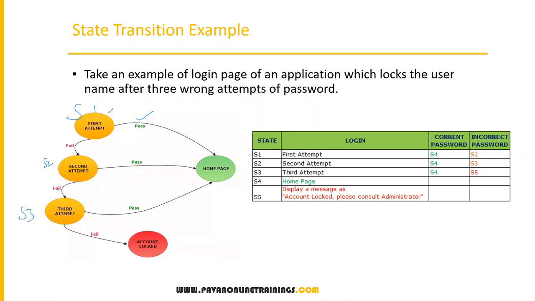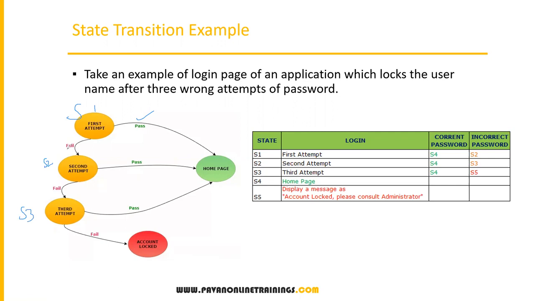If I provide valid input for the state, it will go to home page. When I pass invalid input, it will go to the next state. Similarly, if I pass valid input, it will go to home page. If I pass invalid input, then it will go to next state. So by changing the states, we are also providing the valid input and invalid input.